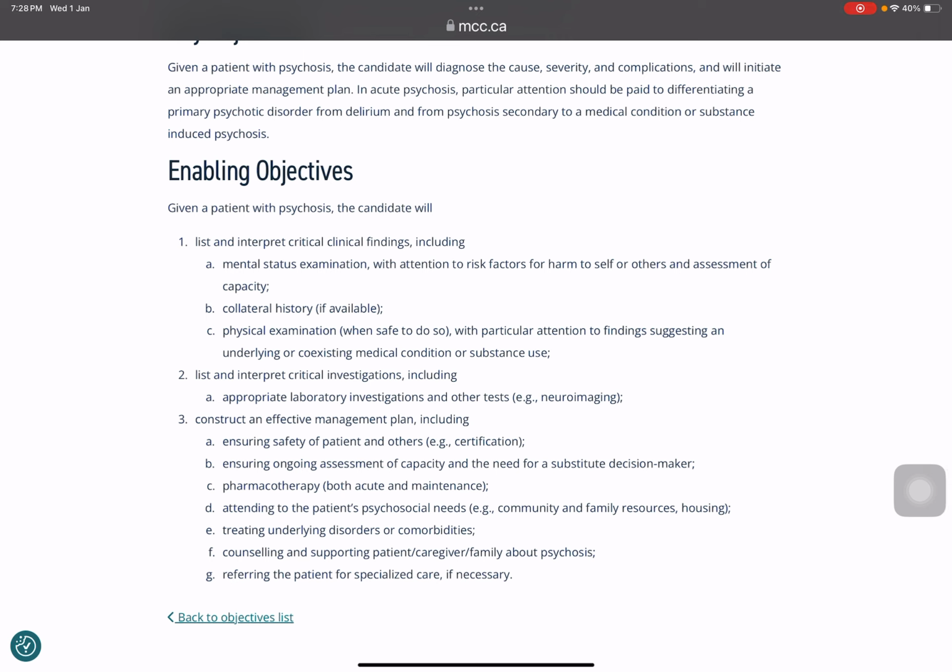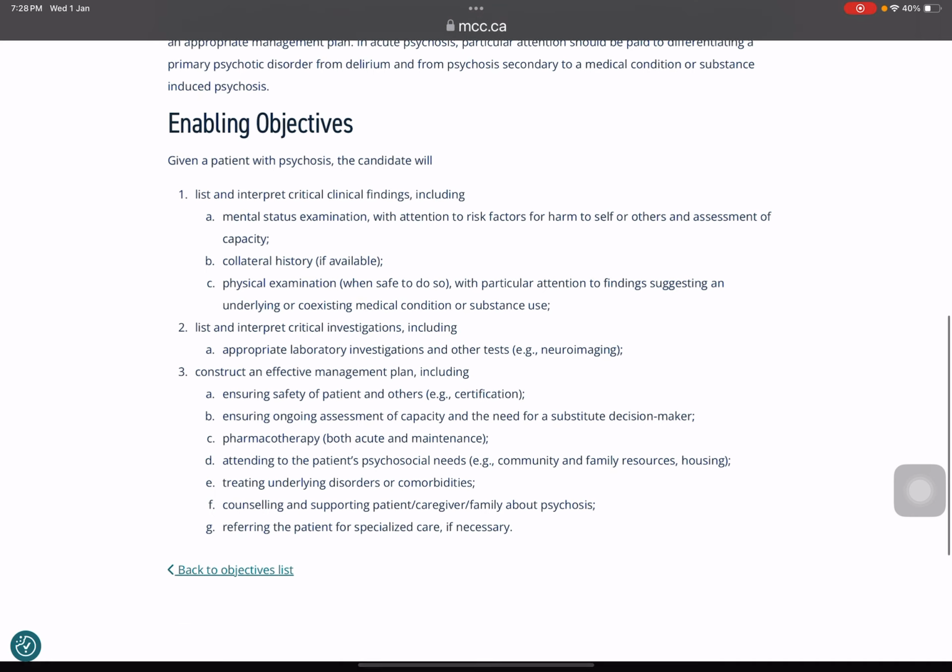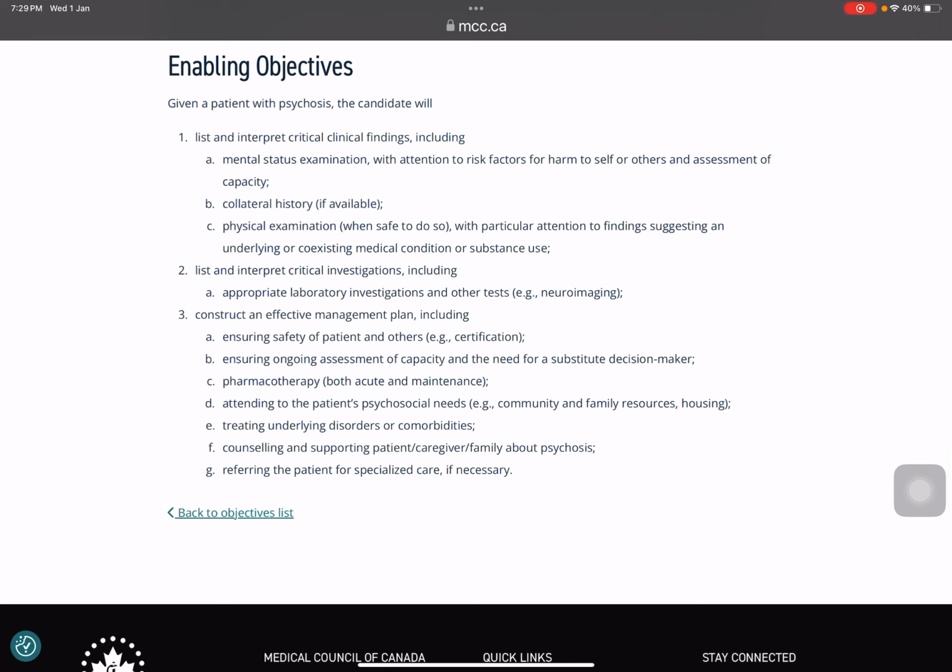Going ahead, the enabling objectives are critical clinical findings, including mental status examination and attention to risk factors for harm or self harm. So, one thing in psychosis is you need to see if the patient is suicidal or not. Then collateral history, if available, and physical examination with particular attention to findings suggesting an underlying or coexisting medical condition, substance use, and appropriate lab investigations, including neuroimaging. Now, this is the effective management plan. You have to ensure patient safety and certification. These are the certifications they're talking about, the ones for involuntary or voluntary admission.